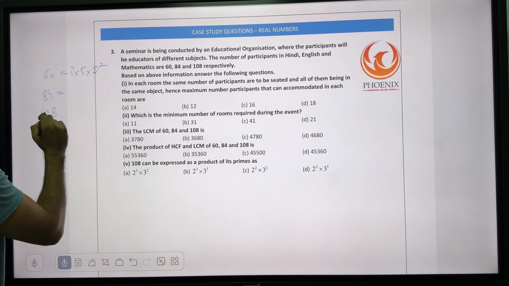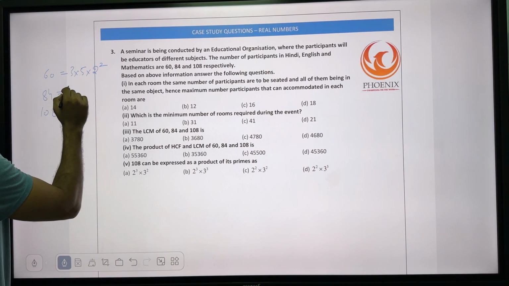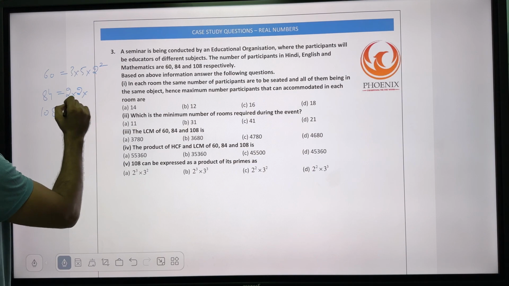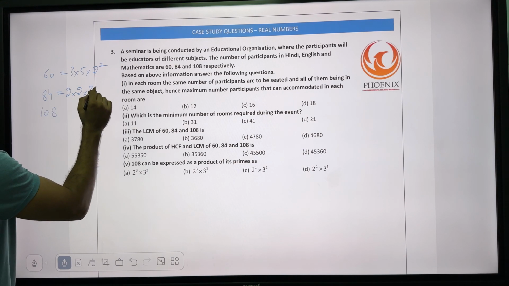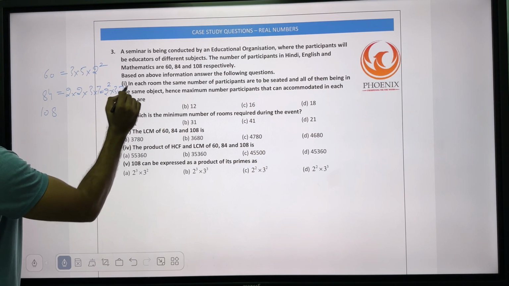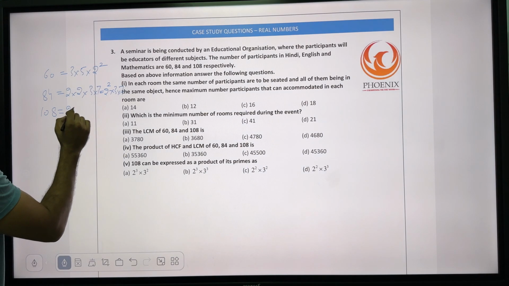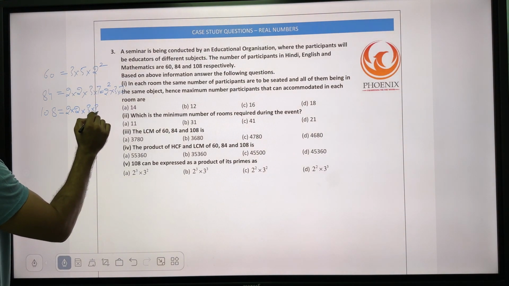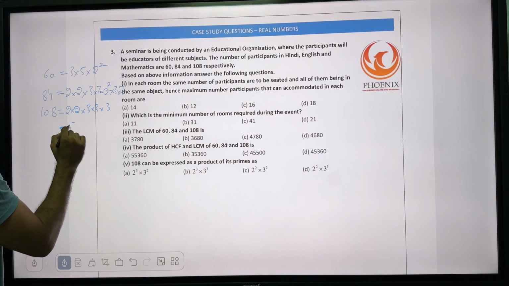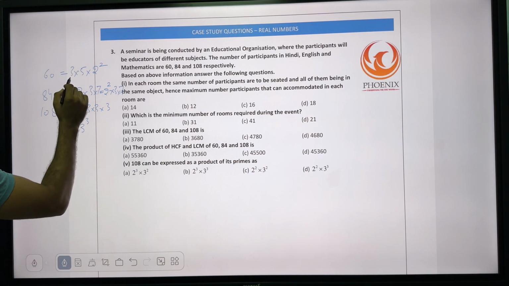What will we do for 84? This is going to be 2 times 42 and again 2 times 21 and 3 times 7. So this is 2 square into 3 into 7. Alright, for 108, if you look, this is 2 times 54, 2 times 27 and 3 times 3 times 3. So this is nothing but 2 square into 3 cube over here. So that's it. So I got the prime factorization for each of the numbers.